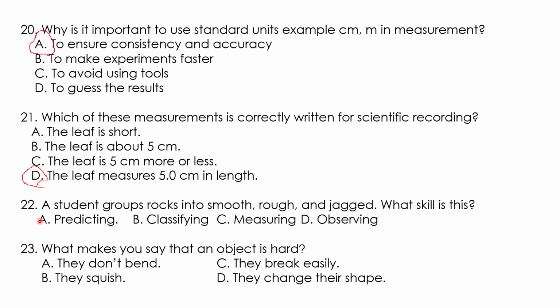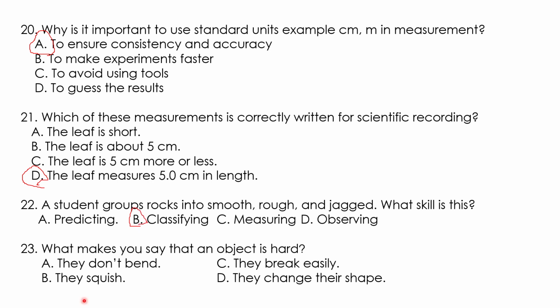Next, number 22. A student groups rocks into smooth, rough, and jagged. What skill is this? A. Predicting, B. Classifying, C. Measuring, D. Observing. The correct answer is letter B. Classifying.